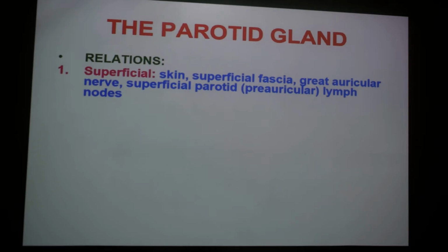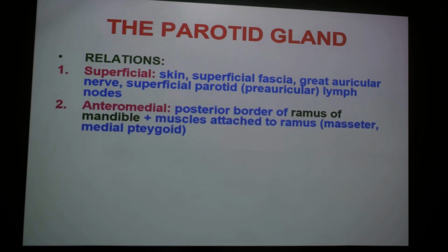So superficially, there is skin, superficial fascia, and the greater auricular nerve, and we said the greater auricular nerve is supplying the capsule, and any inflammation is going to result in pain there, and the superficial parotid pre-auricular group of lymph nodes.